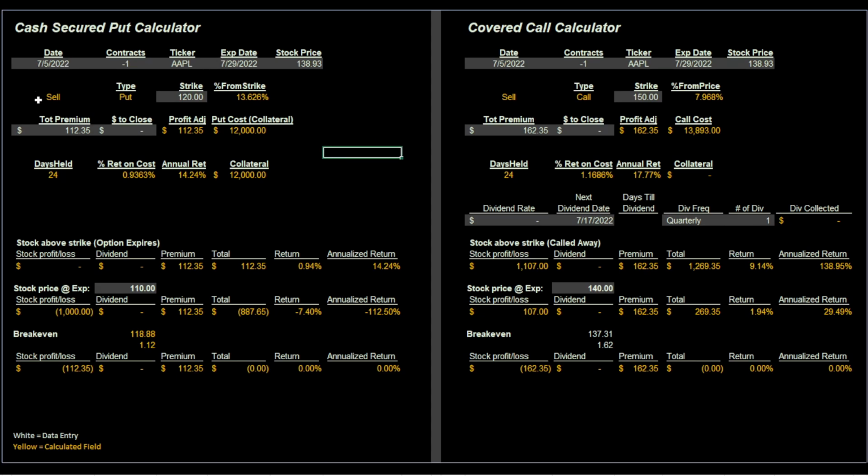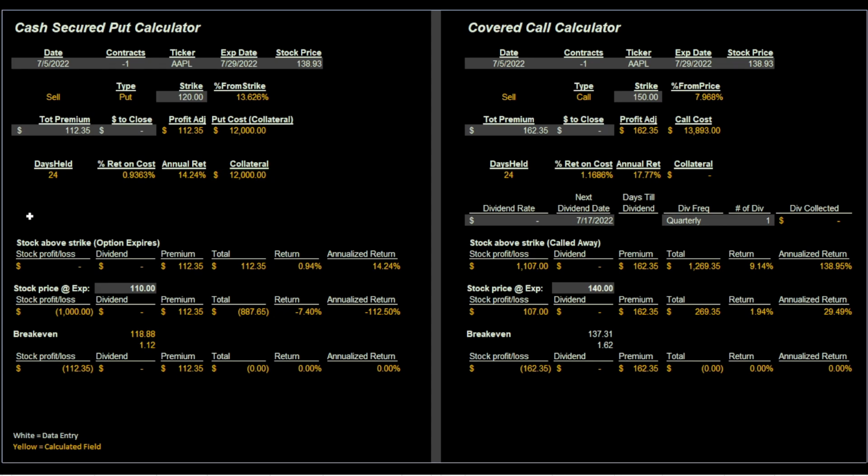So this date minus this date means you're going to hold this for 24 days until expiration. Got it? And this is your return on that cost. If you double click, you'll see where these numbers calculate from. It's getting you about 1% over those 24 days, and if you annualize that over 365 days, you would get a 14.24% annualized return on your $12,000 of collateral. So that's where all those numbers come from.